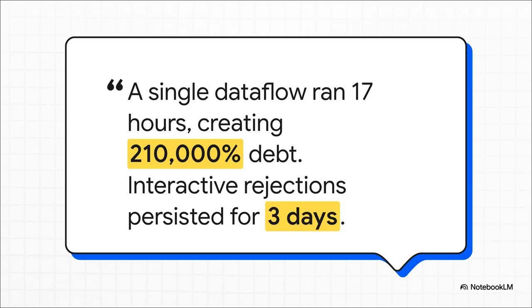And if you think that sounds theoretical, let me share a true cautionary tale. A single data flow, just one, ran for 17 hours and racked up a mind-boggling 210,000% of capacity debt. The fallout? Interactive rejections, people getting blocked from their reports, persisted for nearly 3 full days. The business was basically held hostage while the system slowly, painfully paid back that enormous debt.